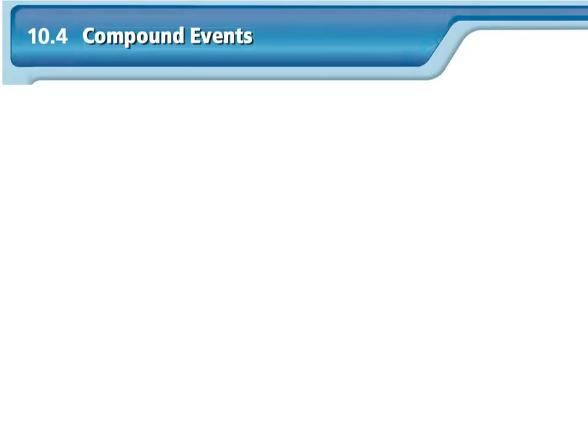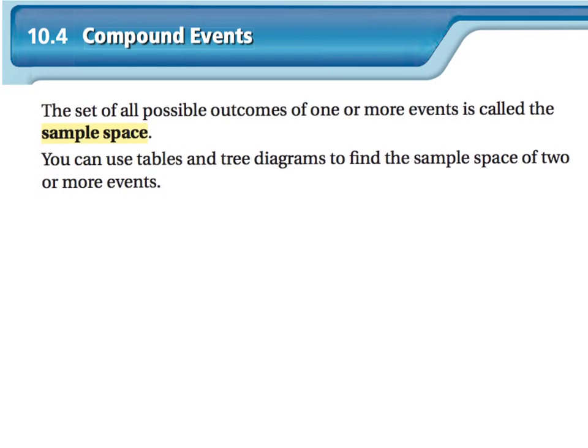So in section 10.4, we're going to talk about compound events. What happens when more than one thing happens at one time? For example, what is the probability of flipping tails 4 times in a row? That's what we're going to talk about now. So right here, we have a definition.